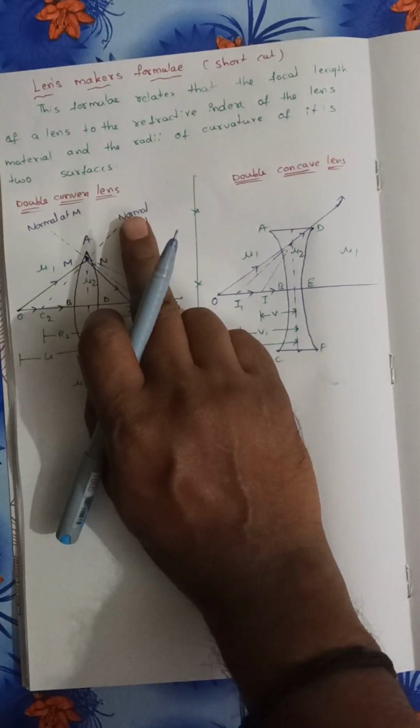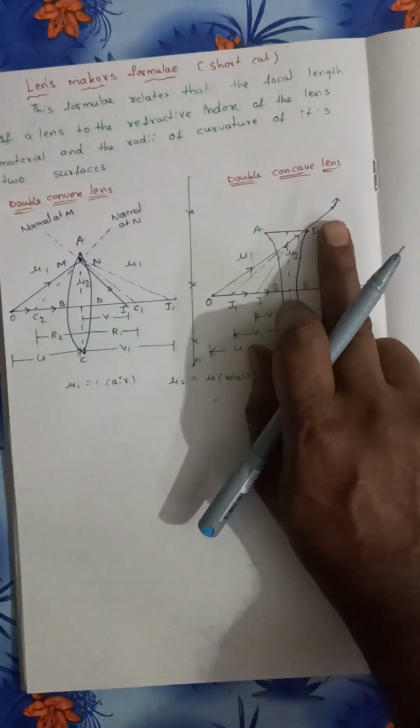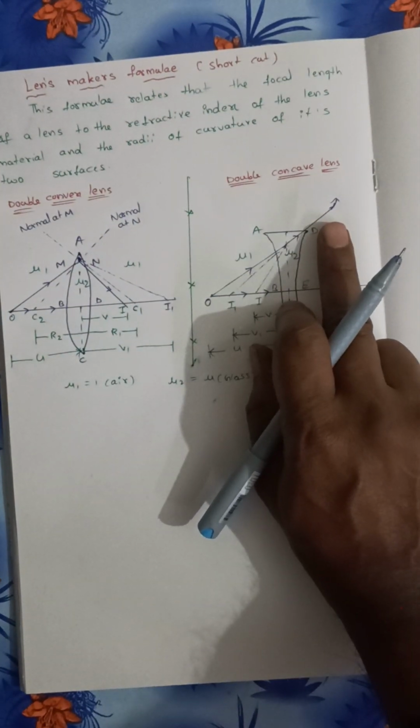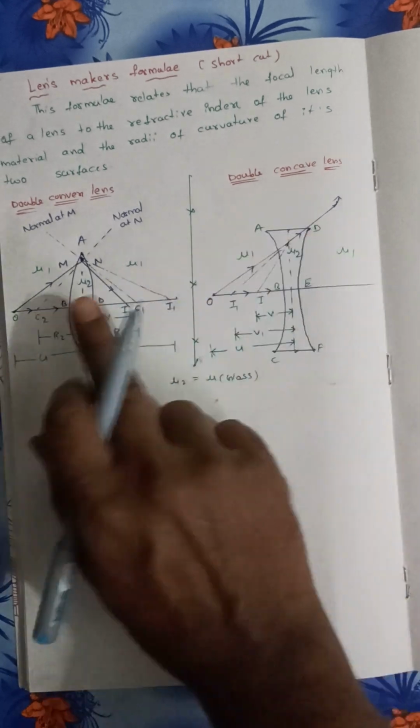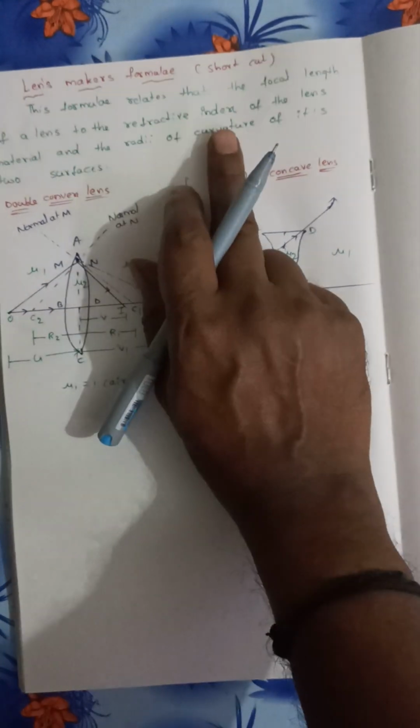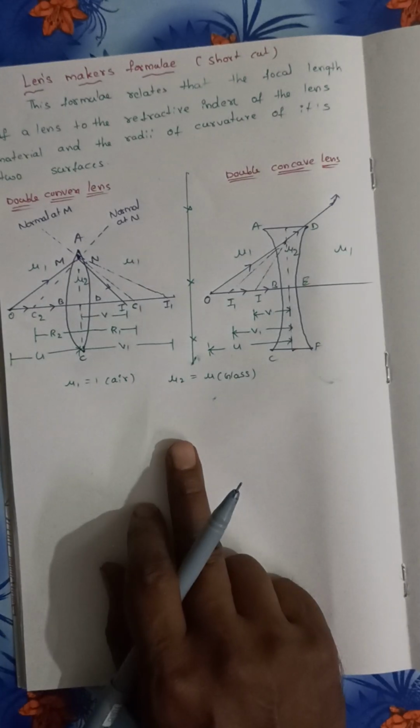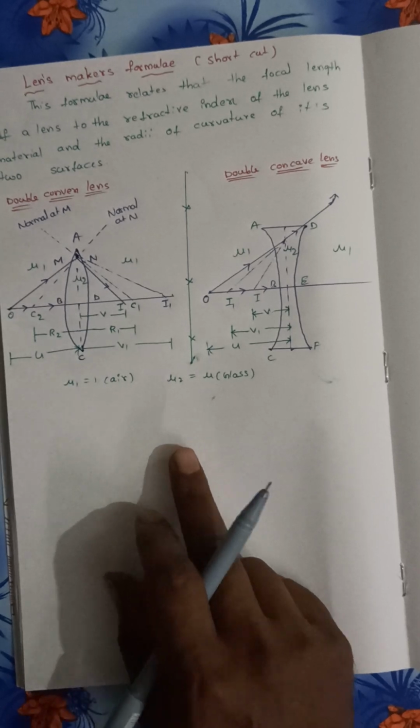So this is the diagram for the double convex lens. This is the diagrammatic expression for the double convex lens. Today I am going to give different diagrams, but the same definition and the same derivation you can write. Then I will give the shortcut method that you can remember.